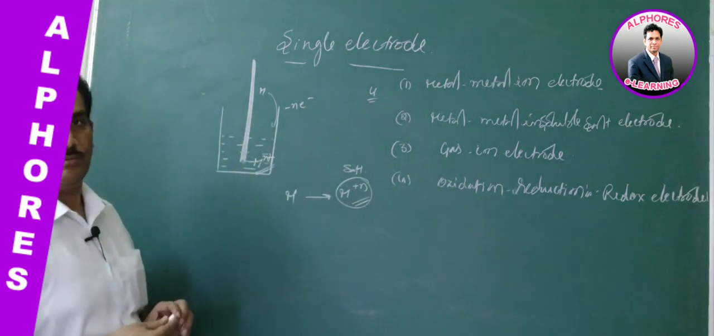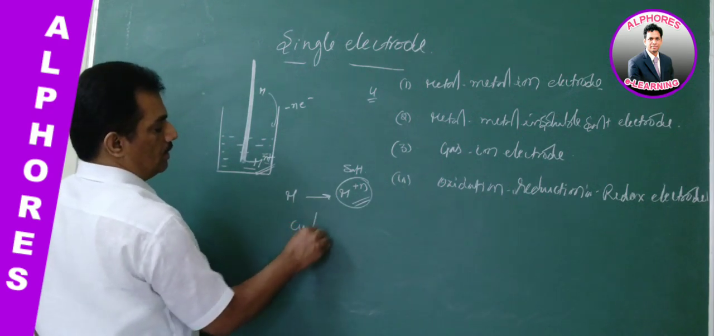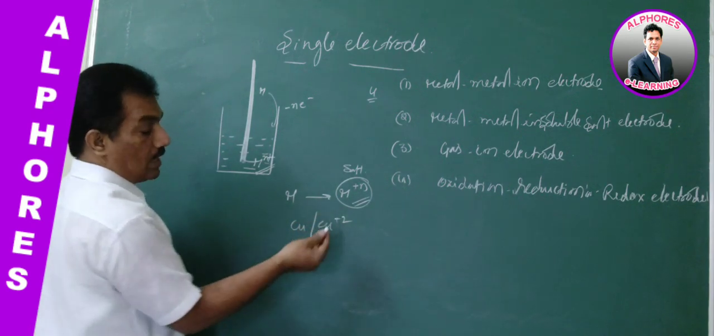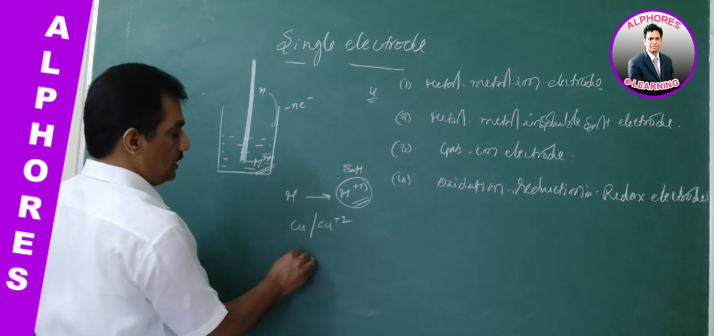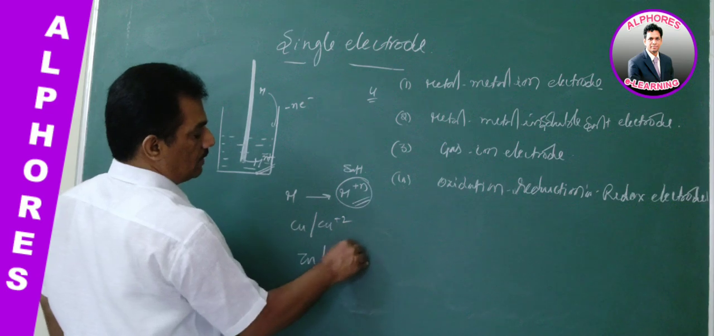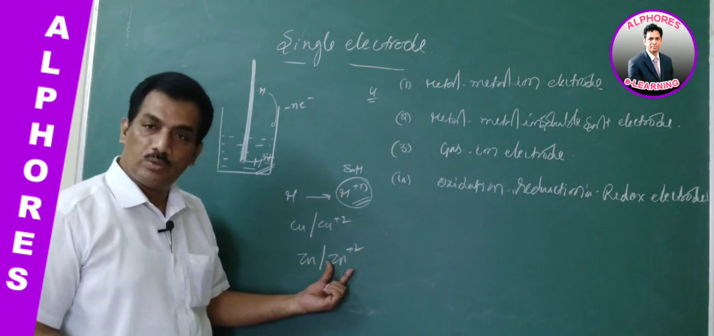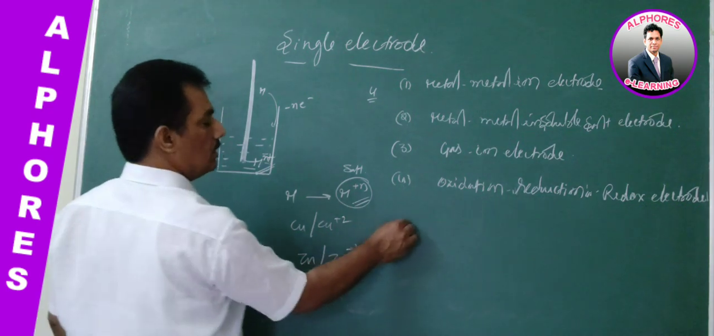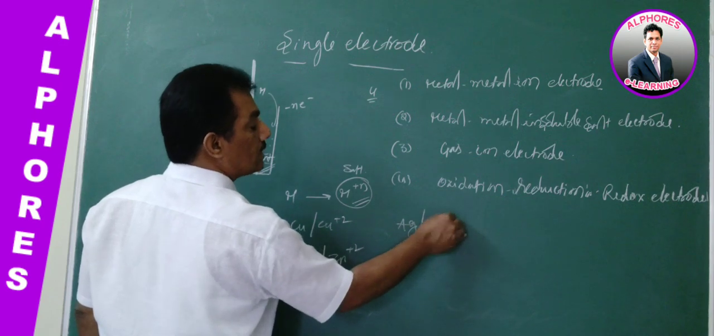So now simply we can represent this as copper in copper sulfate, where copper sulfate solution has Cu plus 2 ions, and zinc in zinc sulfate, where Zn plus 2 ions are present. Similarly, silver in silver chloride or silver nitrate.